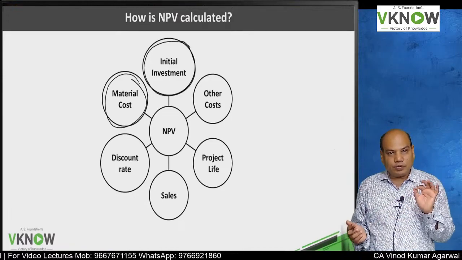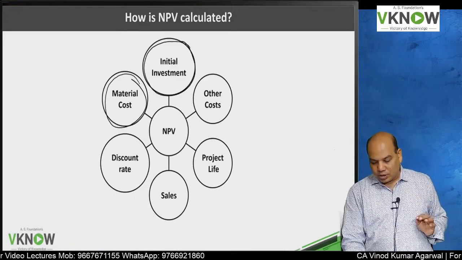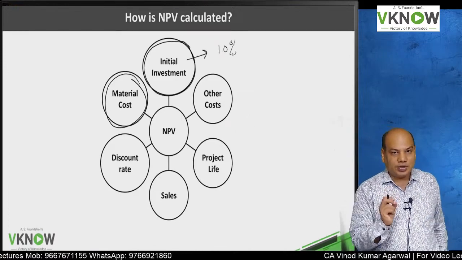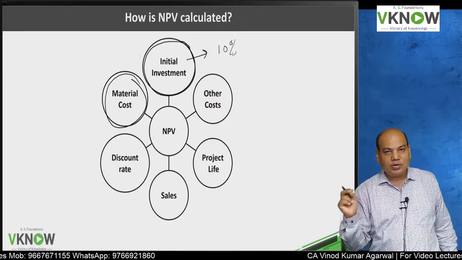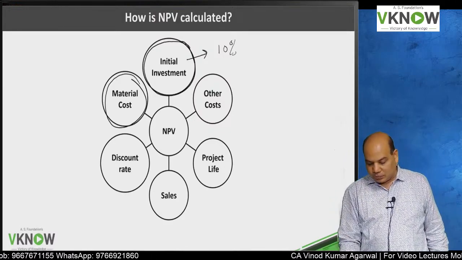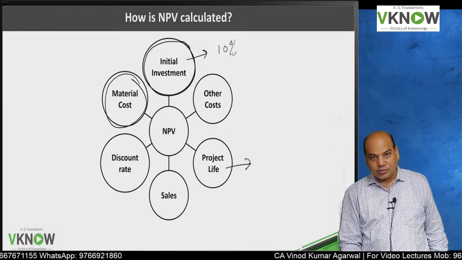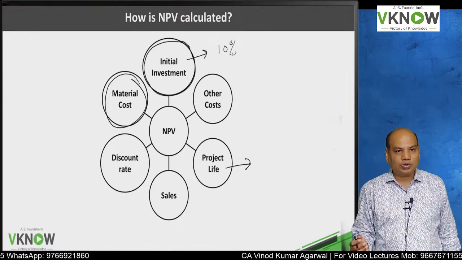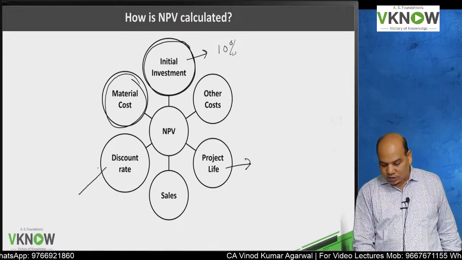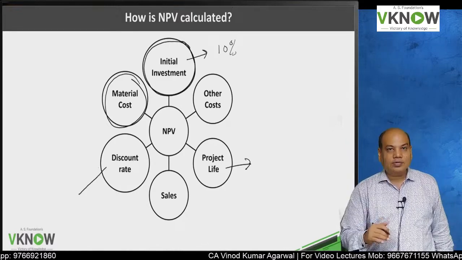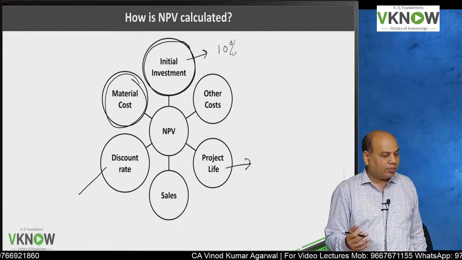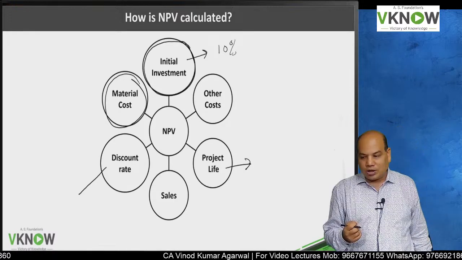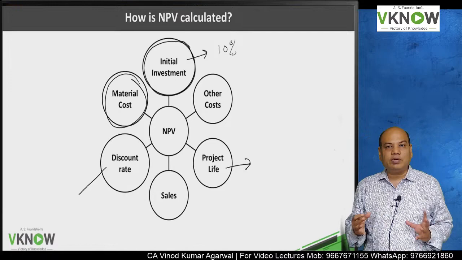The second type of question they will ask you: if initial investment increases by 10%, how much will be the impact on NPV? Or if the life of the project is 3 years instead of 5 years, what will be the impact on NPV? Or if the discount rate, instead of 10%, had been 12%, what would be the NPV and what would be the percentage change in NPV? So both ways the question can be asked.